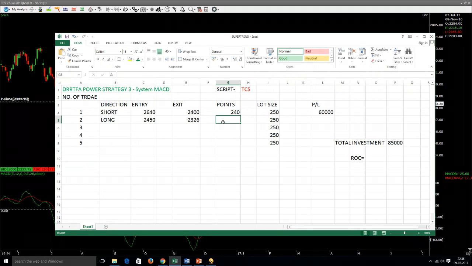Here we have the losses, which is equal to this minus our entry, which is minus 124. So our profit and loss is equal to these points multiplied by our lot size. So we have minus 31,000 of loss.